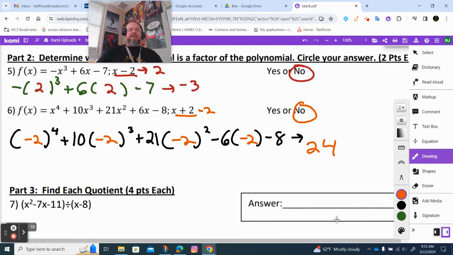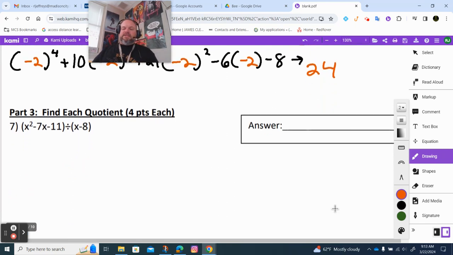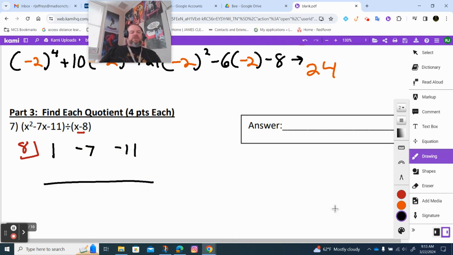All right. Easing down to number 7. This is synthetic division. Remember, opposite of this number in the timeout box. The coefficients across the top. So this would be 1, -7, -11. What do we always do with the first number? Drop it down. Then we say 8 times 1 is bam.